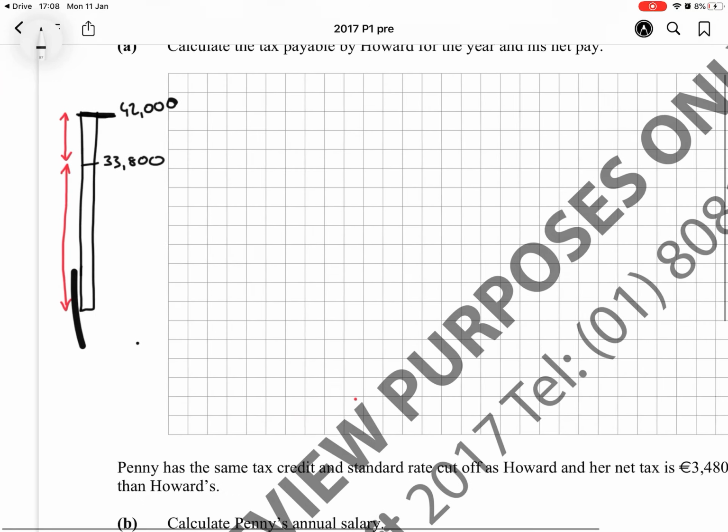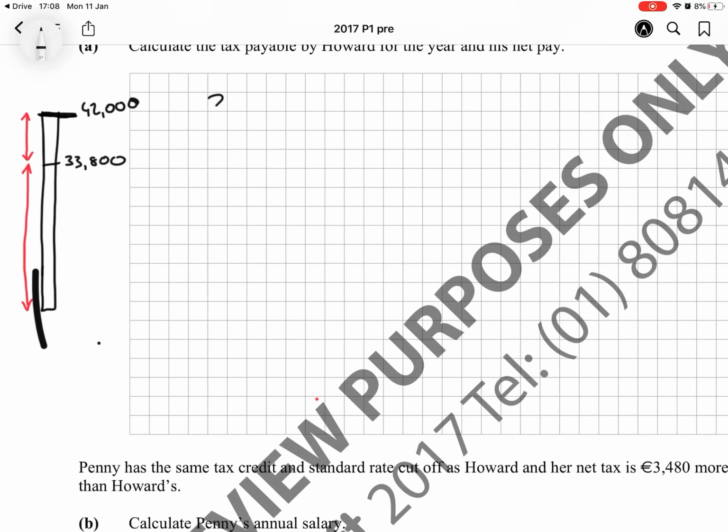20% and 40%, perfect. So the first 33,800 is going to be taxed at 20% or 0.2. So 33,800 multiplied by 0.2 is equal to 6,760. So if you only earn that much, that's how much tax you pay, and that's fine.